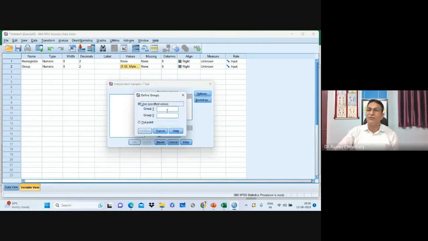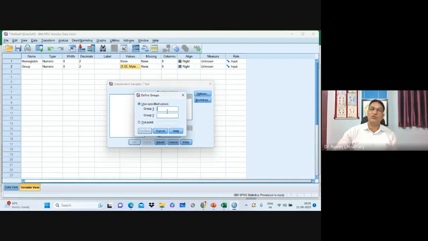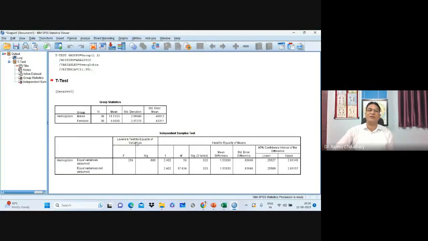How many groups do we have? Two groups. And we have given the value 1 for group 1 and 2 for group 2. Click on continue, click on OK. The result will be in front of you. See, see my arrow.